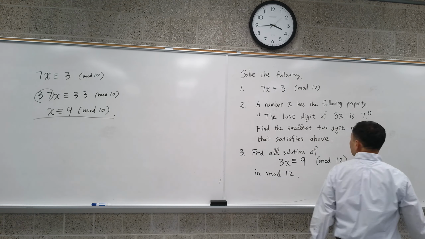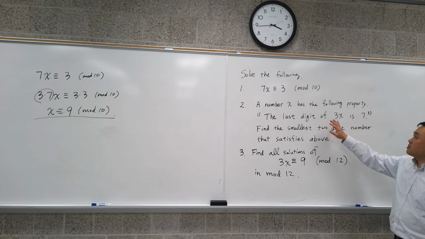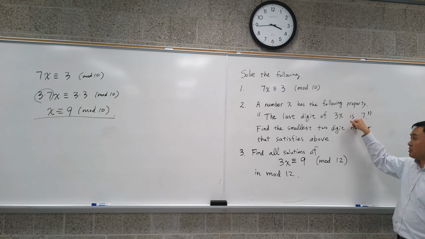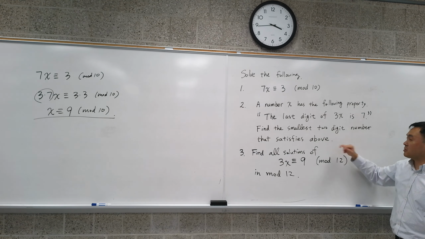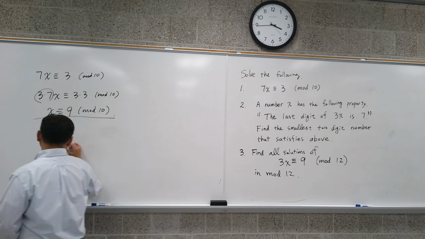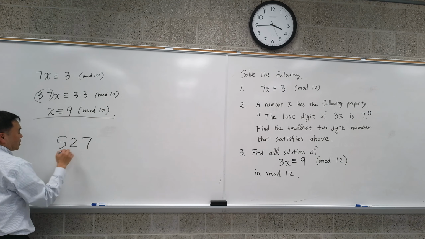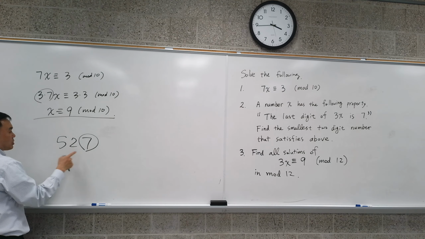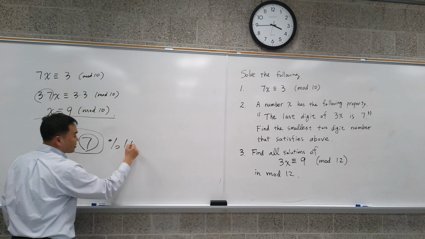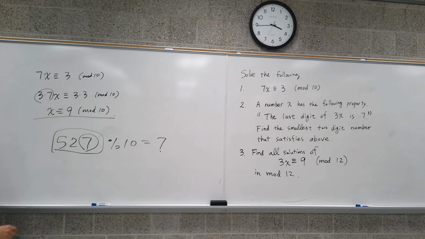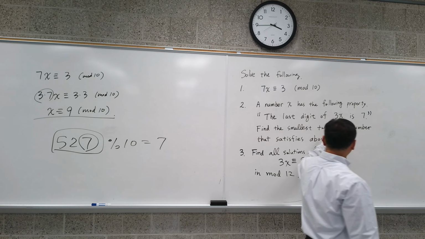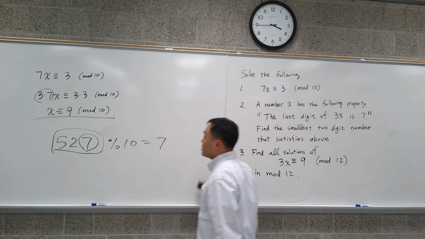Now, as the second question, a number x has the following property. If you multiply by 3, the last digit becomes 7. Find the smallest two-digit number that satisfies the above. Well, for any number, the last digit is what you get if you divide by 10, right? If you do this number mod 10, you get the last digit. So whenever you see a question that has the last digit, you should always think about mod 10.